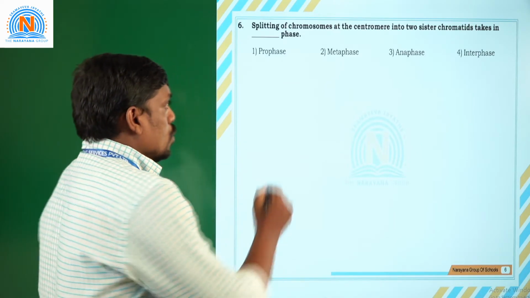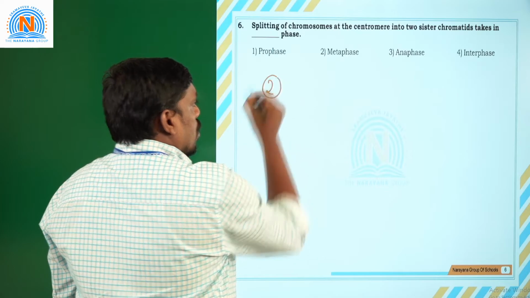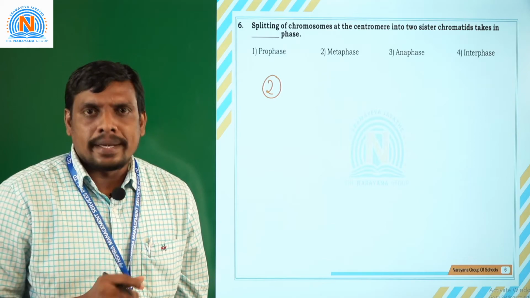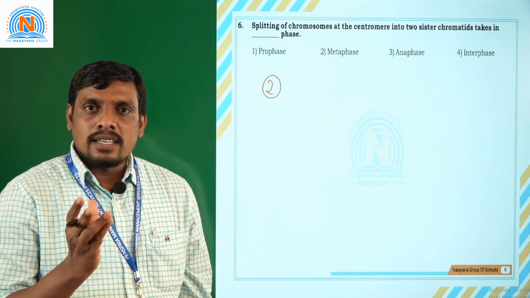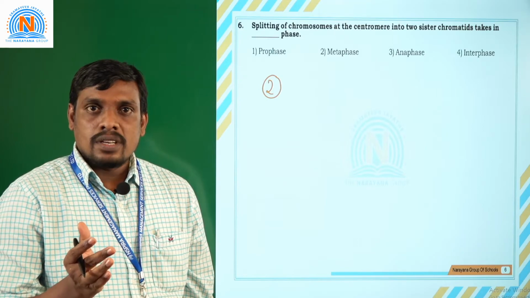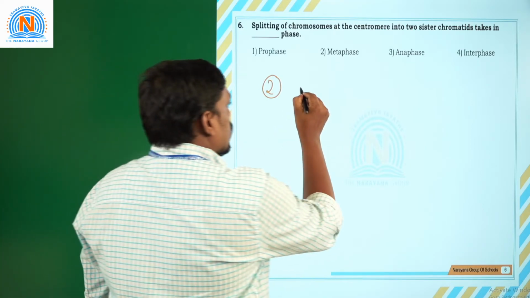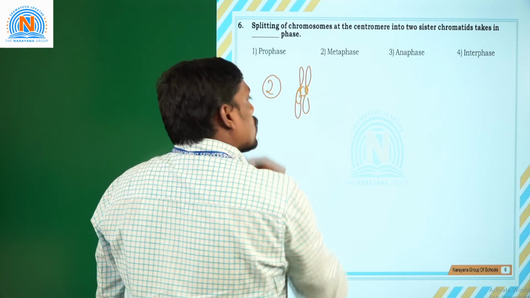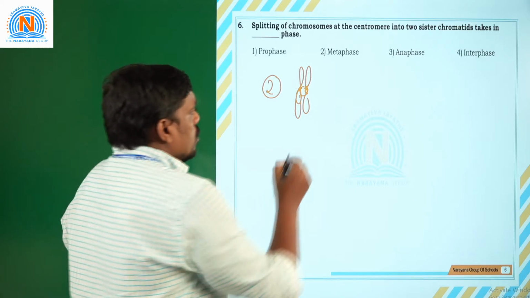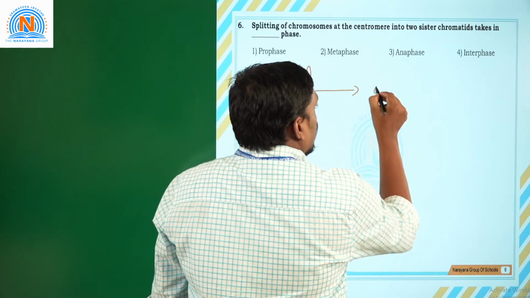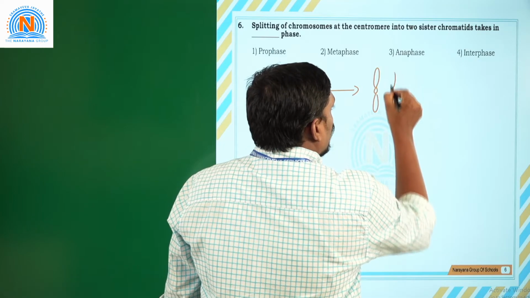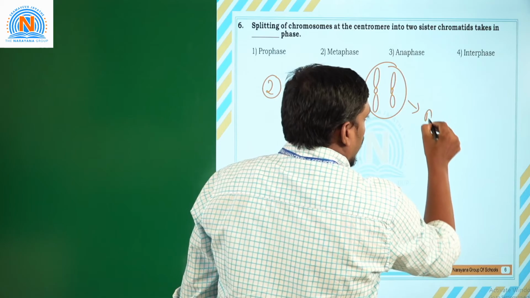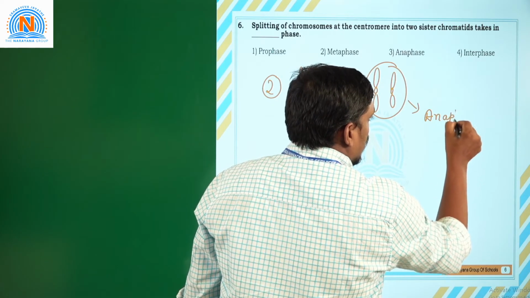Let us see. During the second stage of meiotic cell division, we have seen the paired or sister chromatids, isn't it? What is the third stage? The third stage is anaphase. During anaphase, the sister chromatids, the paired chromosomes, will be separated into equal chromosomes in the third phase of meiotic cell division called anaphase.